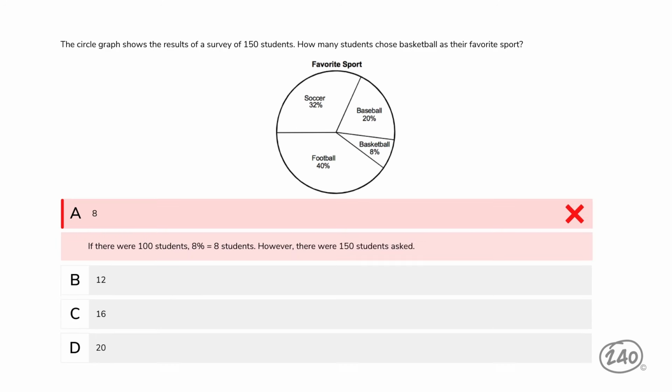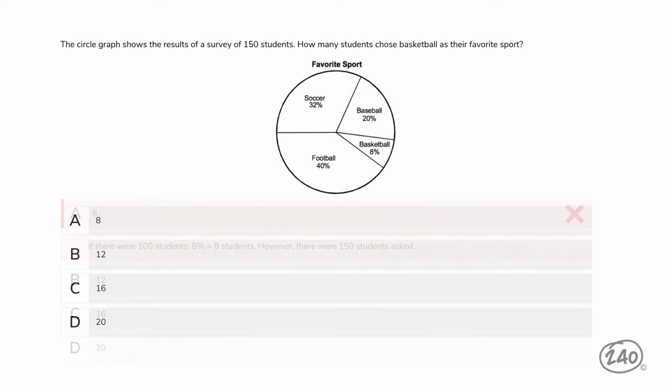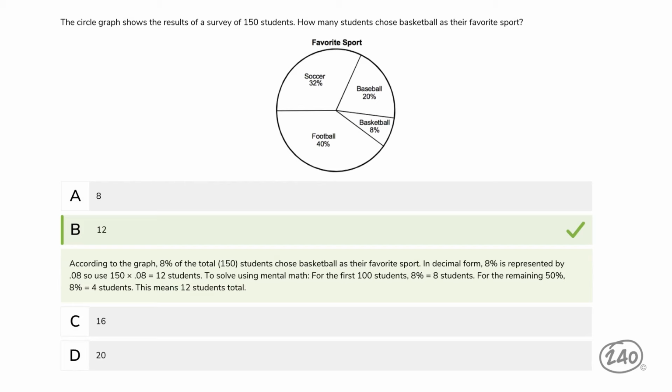Rats! I knew it seemed too easy. Now, let's take a step back and try again. Since 150 students were asked, the percentage doesn't equal the number of students. Instead, we need to multiply the percentage by the total, so 8% times 150. We can do this pretty easily with the calculator we're provided with during the test, so 8% gets entered into the calculator as 0.08, multiplied by 150, which gives us a total of 12 students.